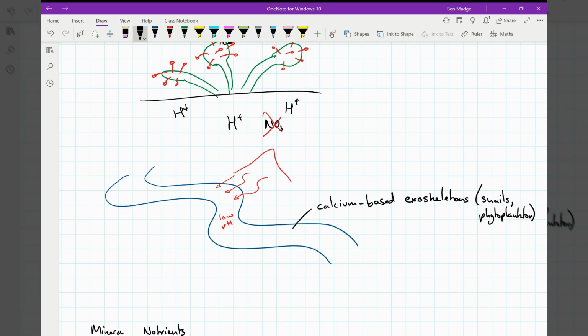And it can also damage things like gills, root hairs. The proteins become denatured by the low pH. And we can solve that by adding something like crushed limestone to neutralize the acidic waters.